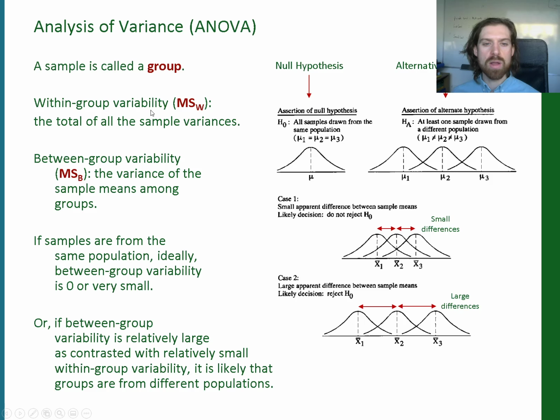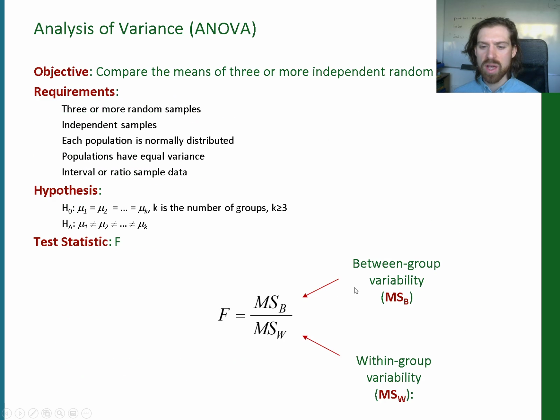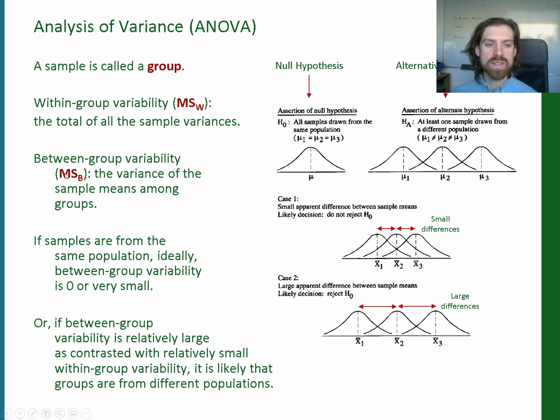The within group variability, MSW, is essentially the total of all of the sample variances. That was the denominator we have down here in this equation. Whereas the between group variability, MSB, which was the numerator in that equation, is essentially the variance of the sample means among the different groups. So if the samples are from the same population, ideally we would expect a very small amount of variability between the groups, maybe even zero.